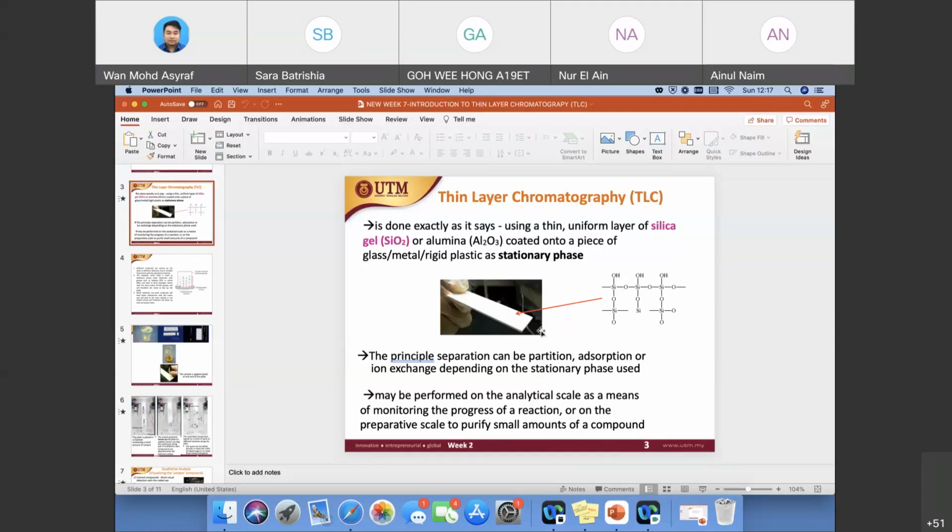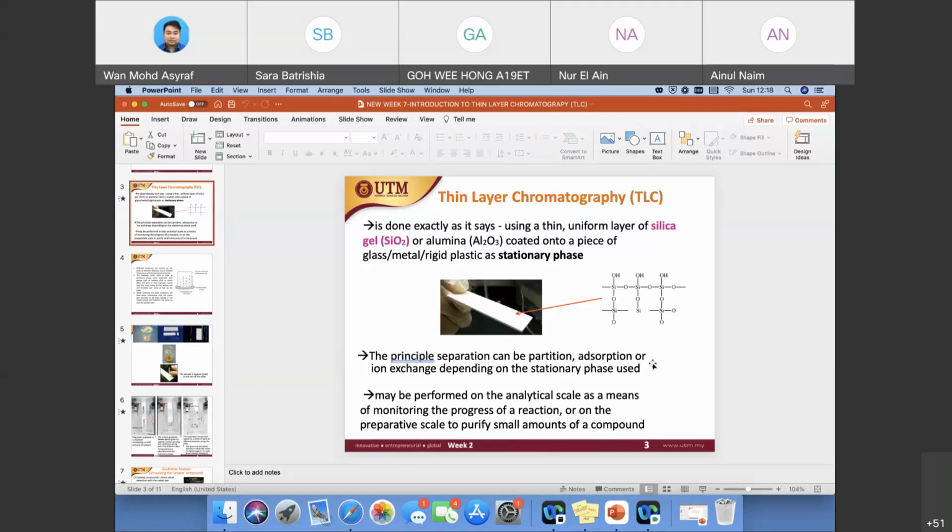So the principle of separation by using thin layer chromatography can be partition chromatography, adsorption chromatography, or also ion exchange chromatography, depending on the stationary phase that is being used. Based on this, for example, when you use silica gel or alumina, this is partition chromatography, right? If we have ion exchange chromatography, then your stationary phase must be an ionic stationary phase. But in this case, it's just silica.